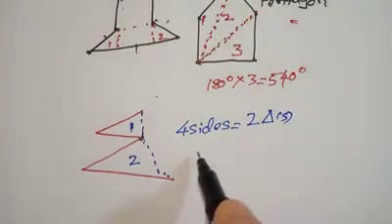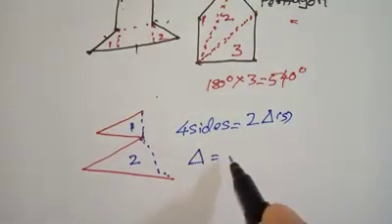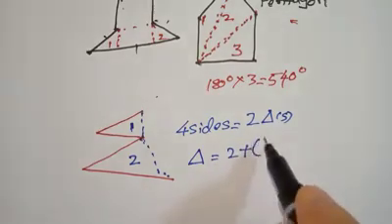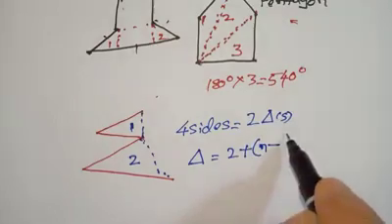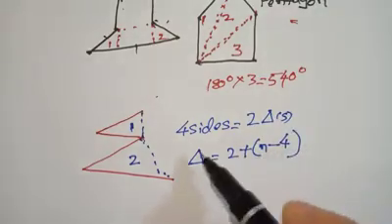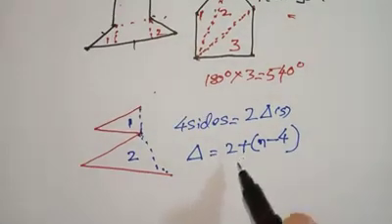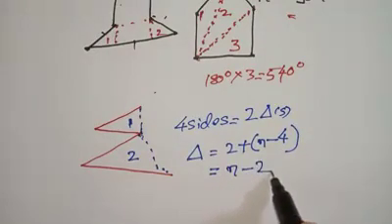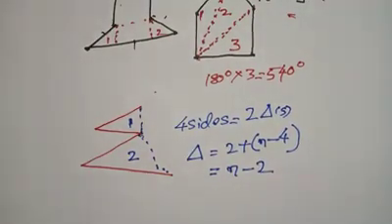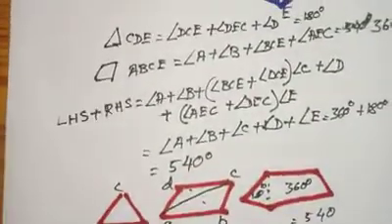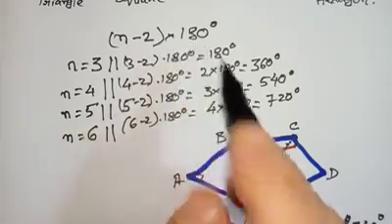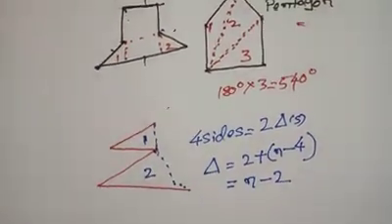If this is so, then the number of triangles will obviously be equal to 2 plus, say for example, the side I represent as n minus 4, which is already given. I deduct it, and what I get is n minus 2. And this is exactly what we have done over here: n minus 2 multiplied by 180 degrees. And this is exactly what I was trying to show you.